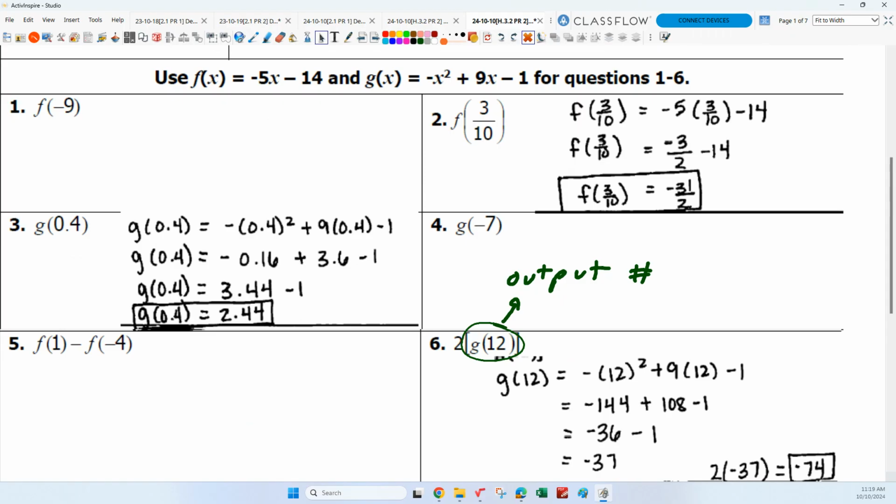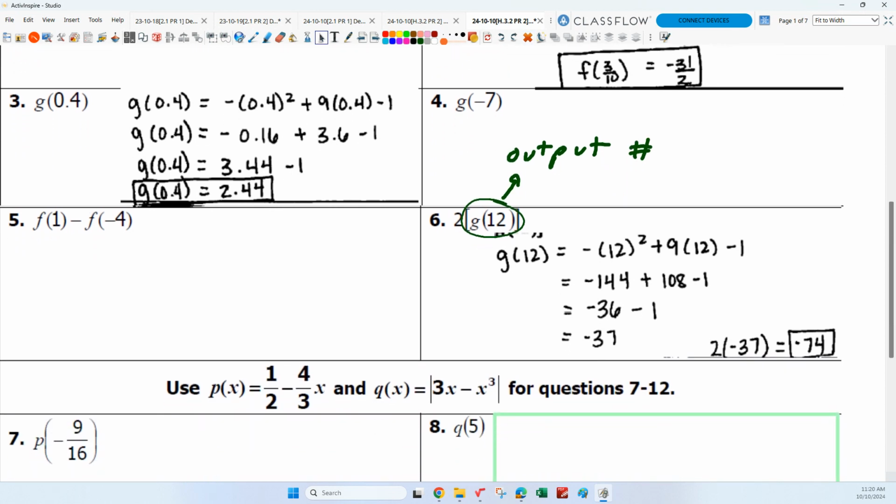I get negative quantity 12 squared, that's negative 144, plus 9 times 12 is 108, minus 1. When all the dust settles, I get negative 37 for that output number. And then I'm just going to multiply that output number times 2 and get negative 74. Okay, no big deal. Give me thumbs.